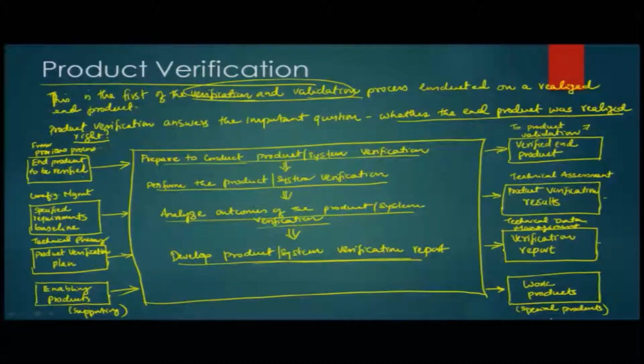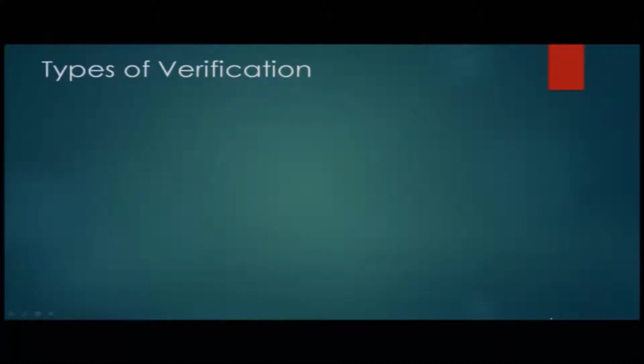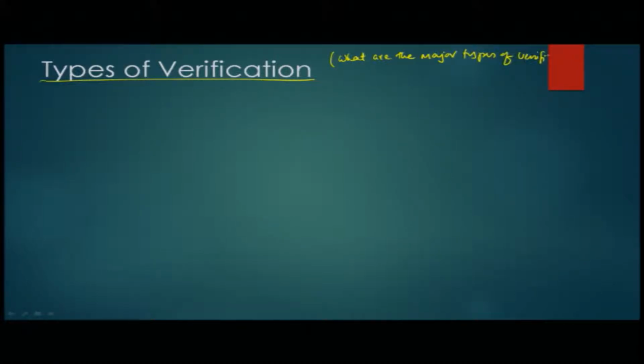Okay. Now, what we will do is we will talk about types of verification. Everybody talks about verification. So, what are the major types of verification possible? Okay. It is a simple question, but there are actually 4 major things that are possible. The first one that is possible is called analysis.